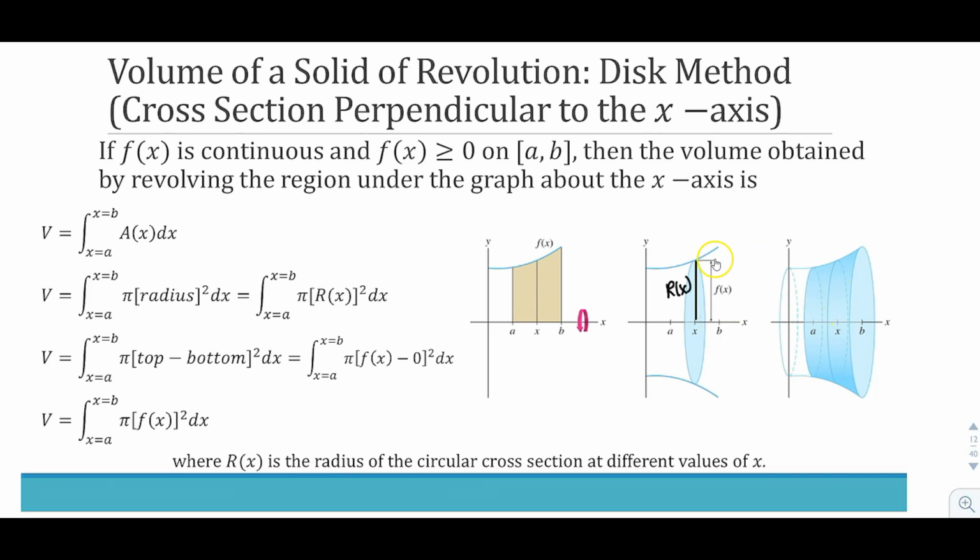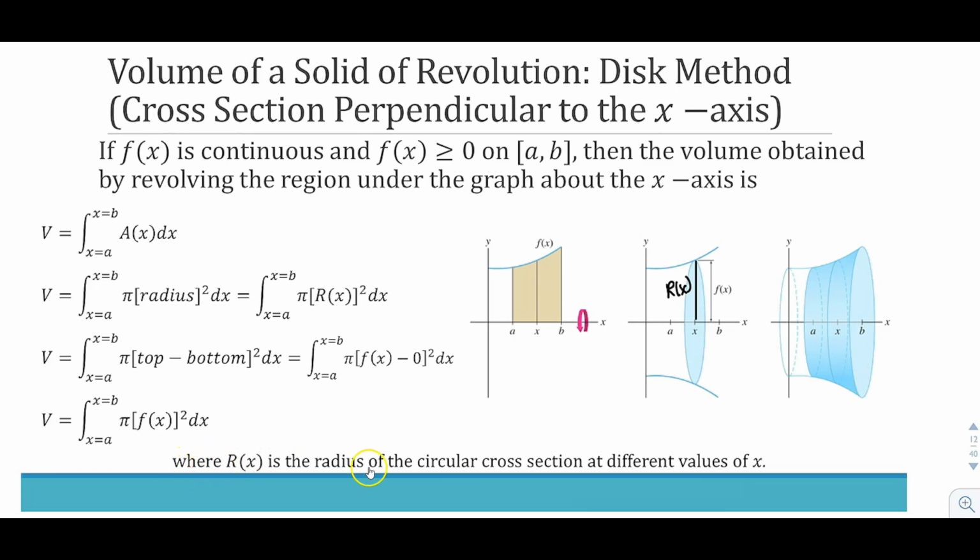So notice that it's obtained by doing top minus bottom. So the top function is f of x, and the bottom is the x-axis, which is just y equals 0. So the radius r of x is top minus bottom, or f of x minus 0. So we have that the integral from a to b of pi times f of x squared dx gives us the volume of a solid of revolution using this disk method. So this will yield the volume of this solid.